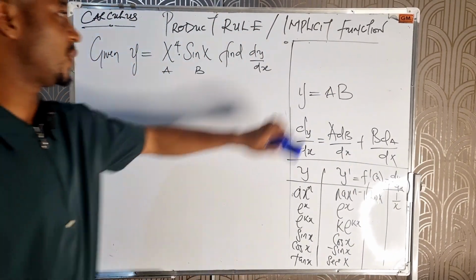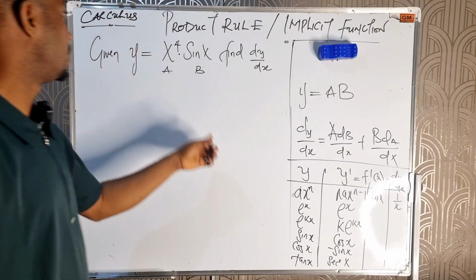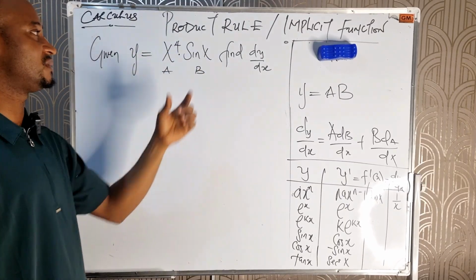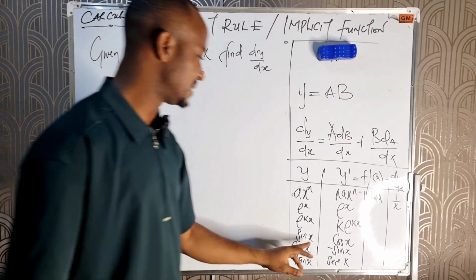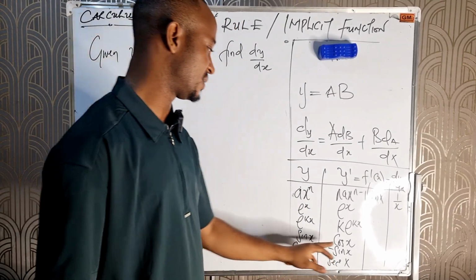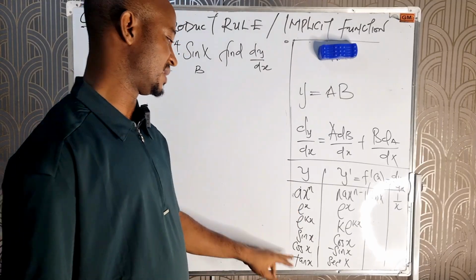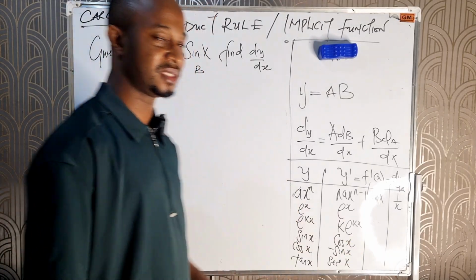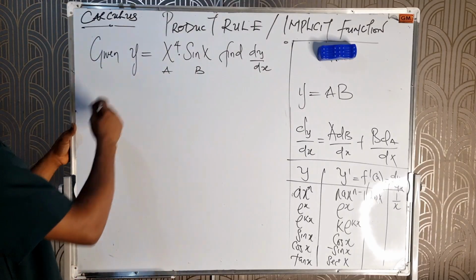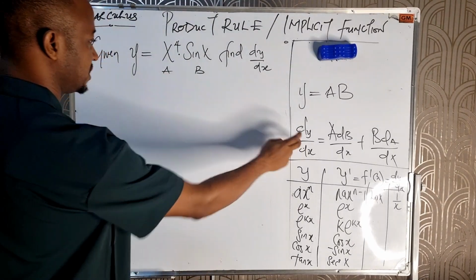The reason why I have to bring this up is because of this function here, sine x. Anytime we are to differentiate sine x, I will replace that with cos x. So the derivative of sine x is cos x. The derivative of cos x is minus sine x, the reverse of it, but with a negative sign, right? So let's go, from the principle we have.